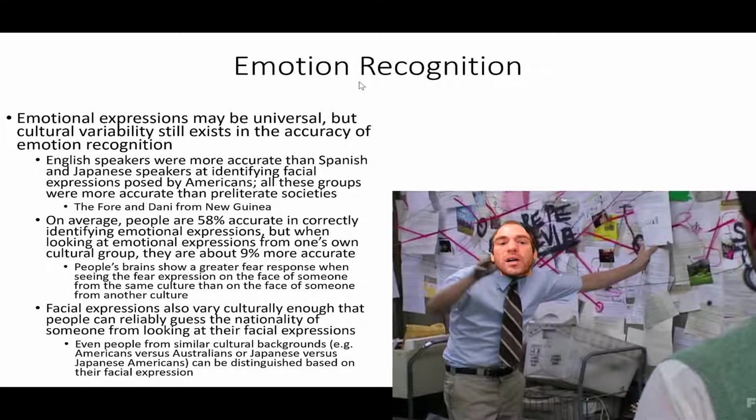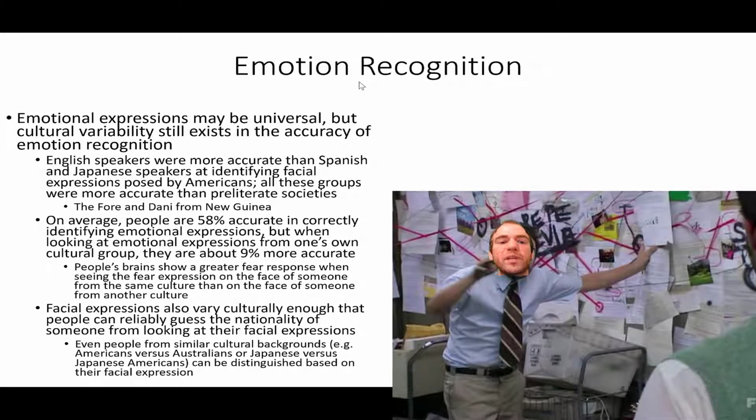English speakers were more accurate than Spanish and Japanese speakers at identifying facial expressions posed by Americans. So kind of the idea here is that industrialized societies are more accurate at correctly identifying the facial expressions of other industrialized people compared to individuals living in pre-literate or non-industrialized societies, which suggests some kind of shared cultural learning that occurs within industrialized societies and societies that are not pre-literate.